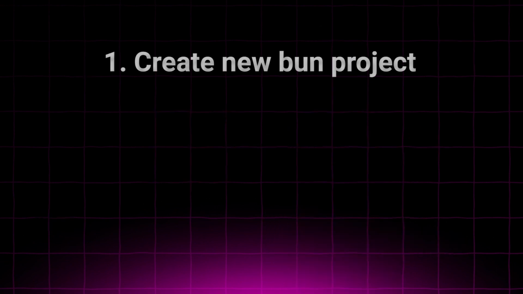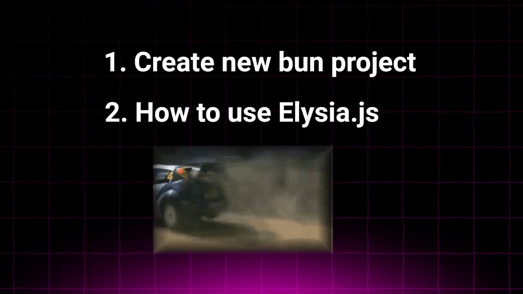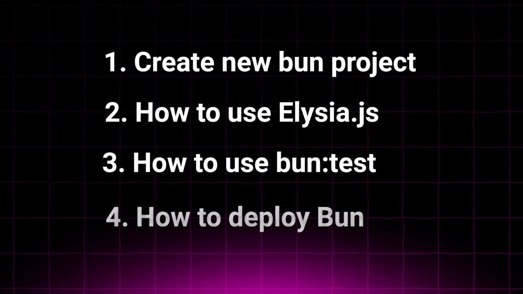First, we will discuss creating a new project with Bun and how to organize your files. Then we will cover an API framework that you can use with it called Elysia.js. It is a blazingly fast Express.js alternative. And lastly, we'll cover how to test and deploy your API.